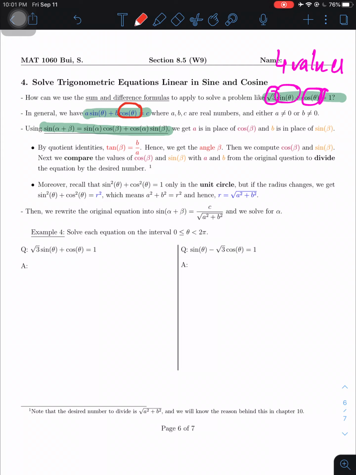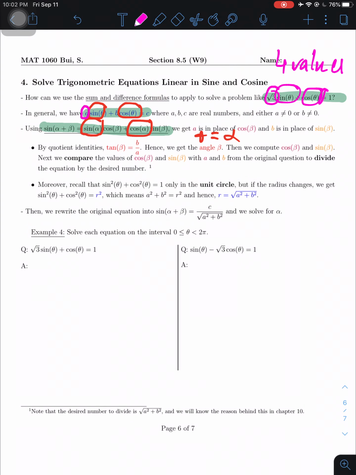B in place of sine of beta. Oh yeah, I got it. So cosine of theta in here can be used as cosine of alpha, and sine of theta in here can be used as sine of alpha. Okay, so technically alpha is theta.